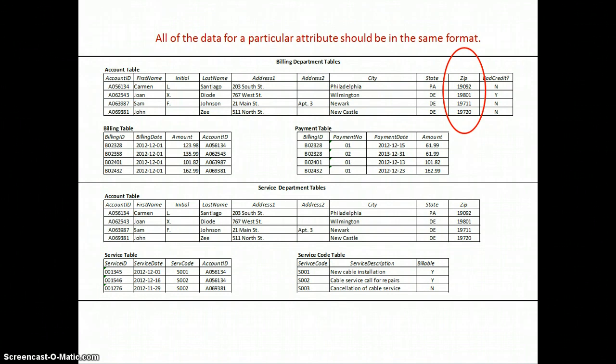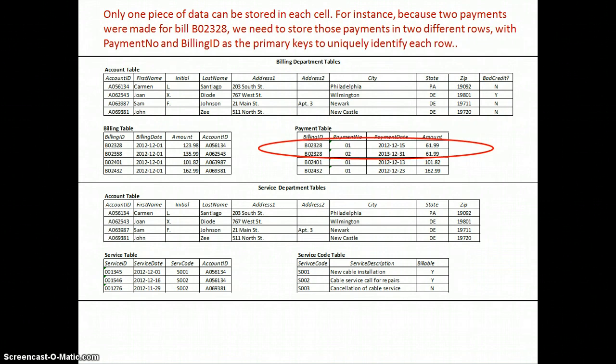All data for a particular attribute should be in the same format. So in this case, the zip code should be a 5-digit zip code. Only one piece of data can be stored in each cell. So for instance, because two payments were made for bill 2328, we need to store those payments in different rows. And so we assign an additional identifier, the payment number, so that the combination of billing ID and payment number uniquely identifies each row.